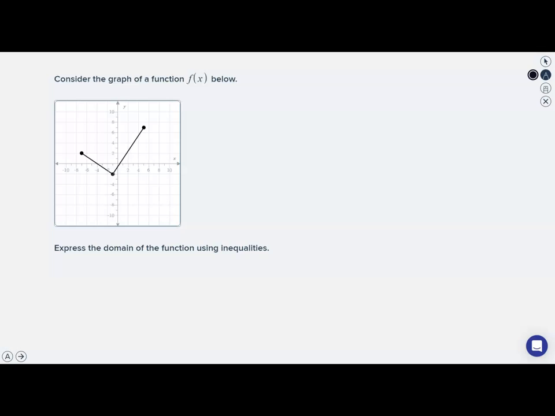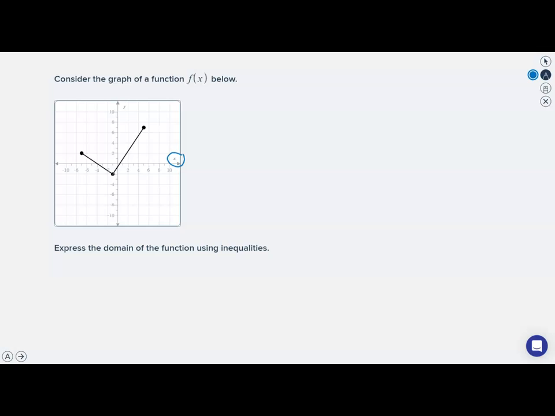The problem says, consider the graph of the function f of x shown below. And we're first asked to express the domain of the function using inequalities. So remember, for domain, that corresponds to the possible x values that are able to be put into the function.